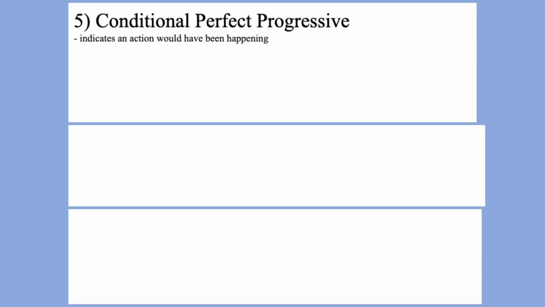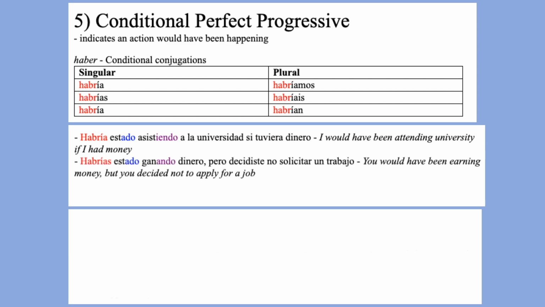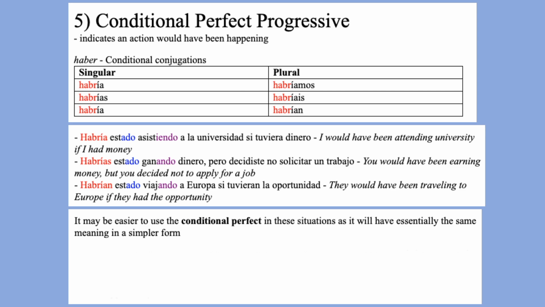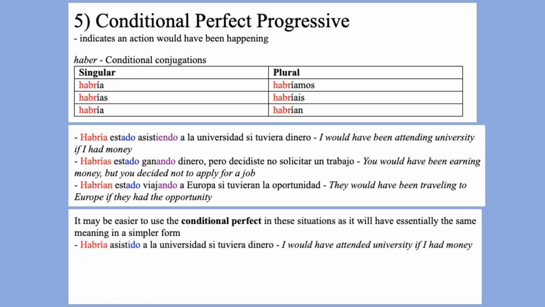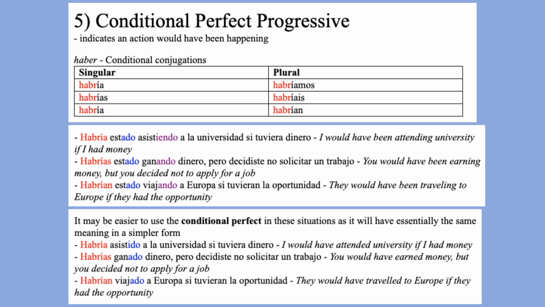The conditional perfect progressive indicates an action would have been happening. Habría estado asistiendo a la universidad si tuviera dinero. Habrías estado ganando dinero, pero decidiste no solicitar un trabajo. Habrían estado viajando a Europa si tuvieran la oportunidad. And it may be easier again if you just use the conditional perfect, because it essentially has the same meaning in a more simple form. Habría asistido a la universidad si tuviera dinero. Habrías ganado dinero, pero decidiste no solicitar un trabajo. Habrían viajado a Europa si tuvieran la oportunidad.